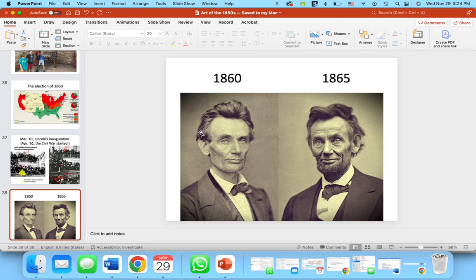Here you see Lincoln at the beginning of the war. Okay, pretty young man, and the war aged him tremendously as he tried to keep the country together. And you can see how old he looked, how much he had aged in 1865. John Wilkes Booth assassinated him, shot him at Ford's Theater.